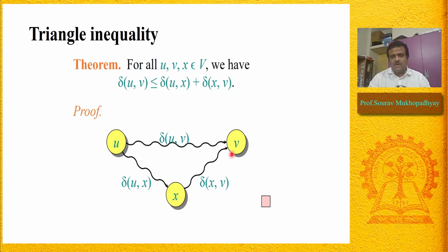So, this is one path. That means delta of u v must be less than or equal to this path. So, that is the proof. Delta of u v must be less than or equal to delta of u comma x plus delta of x comma v. So, this is the proof of this theorem. This theorem is called the triangle inequality. We will use this theorem for our algorithm.